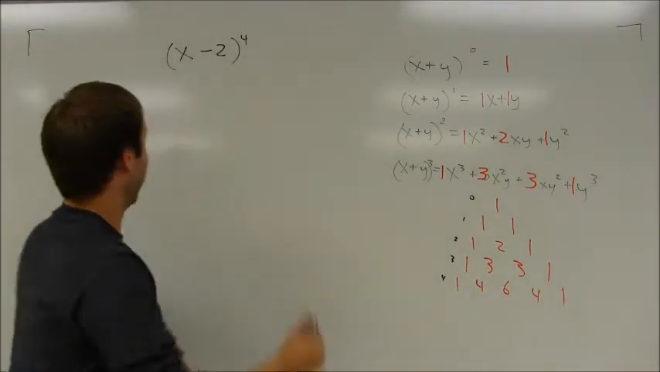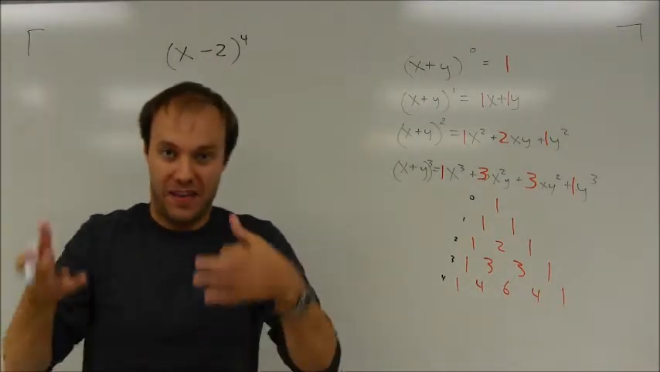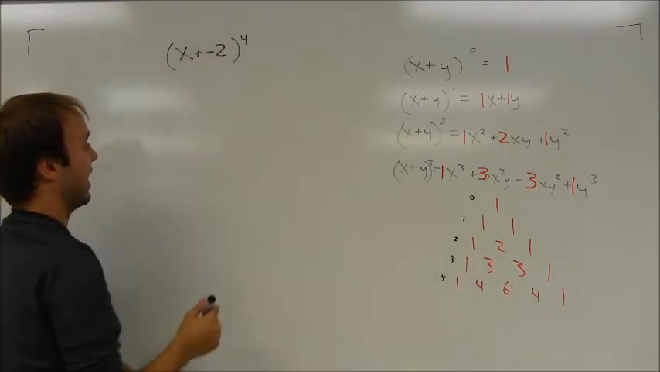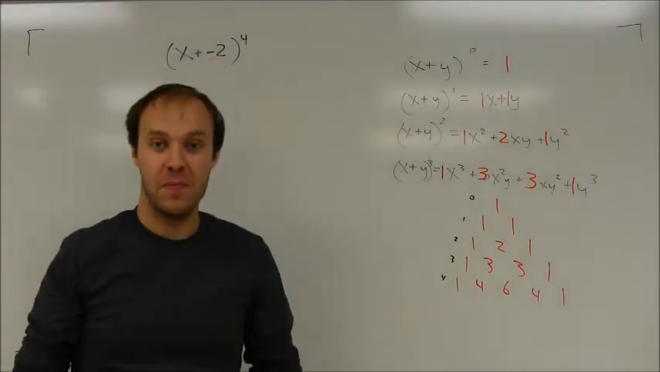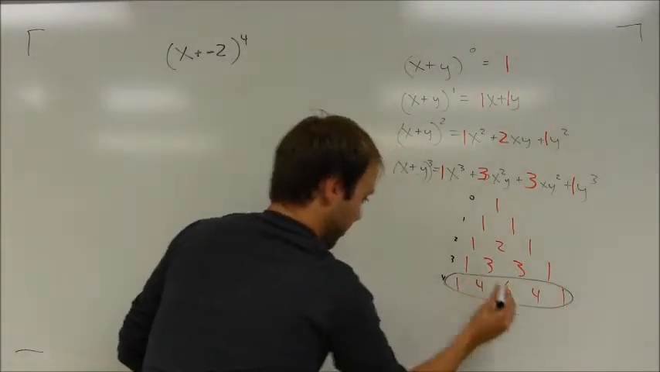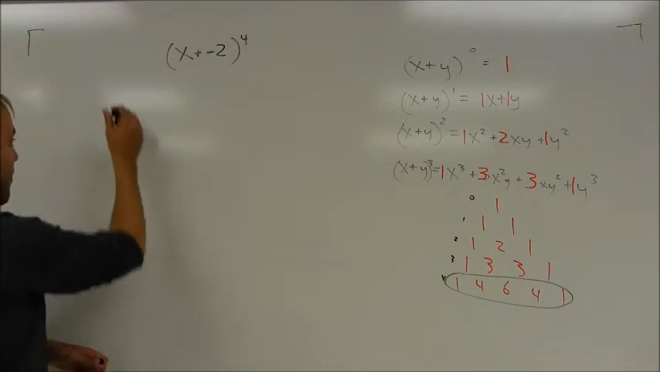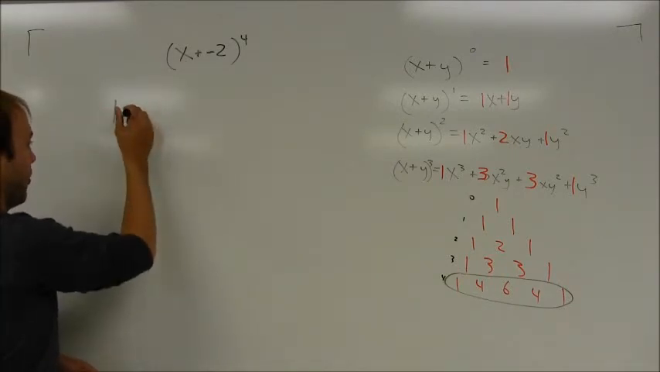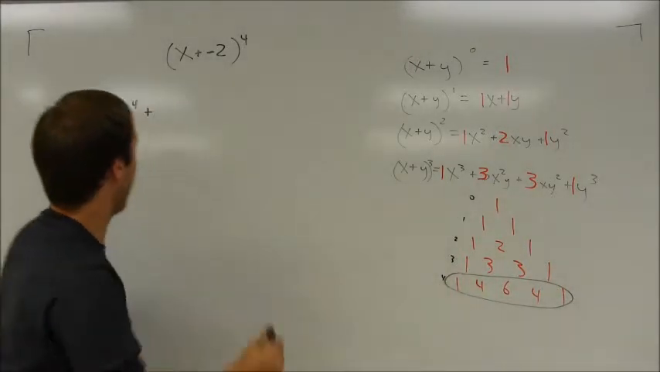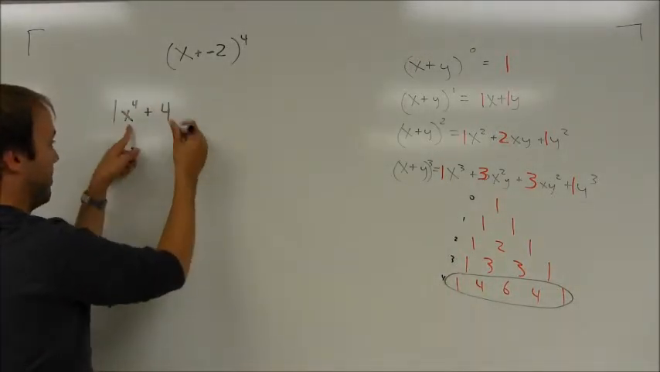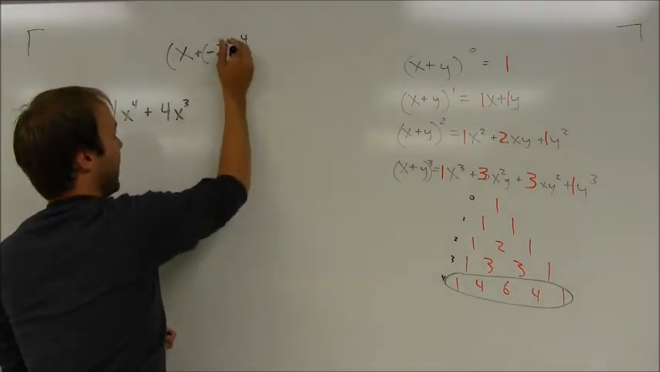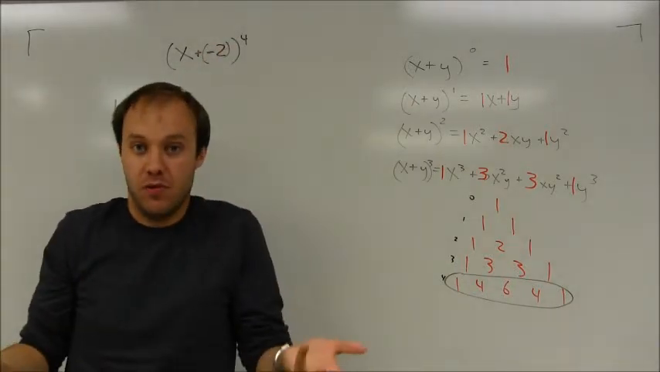First of all, I would rewrite that as a sum. I would write that as x plus a negative 2 raised to the fourth power. And it's the same kind of thing. These are going to be your coefficients. And so you have 1 times this to the fourth plus 4 times x to the third. And it's no longer a y over here. It's a negative 2, but I do the same thing with it.